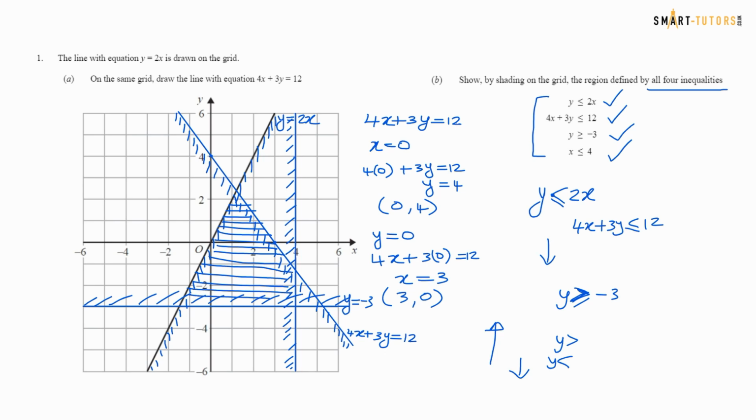Sometimes they ask you to pick a couple of coordinates from that region. Sometimes they ask you to mark that as a region R or something. So as long as you understand how to shade and how to mark the region. All you will do is, again the theory is y greater means up, y smaller means down. That's all you need to know for this question.